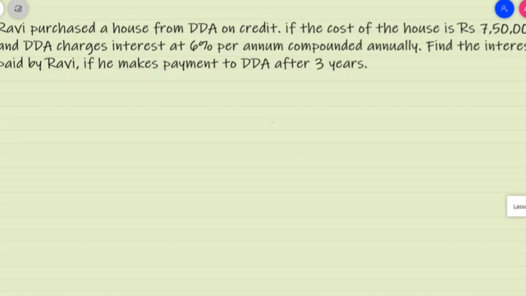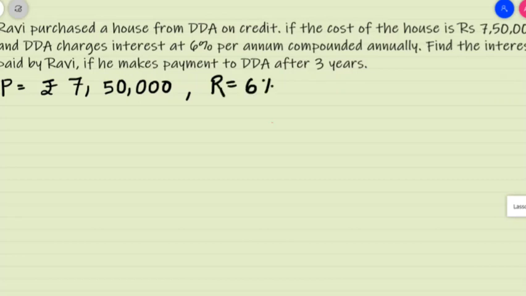Now look here. DDA is giving credit to Ravi and the cost of the house is 7,50,000. That means here your principal amount is how much? Your principal amount is P is equal to rupees 7,50,000. So this is the principal amount. And what is the interest rate charged by DDA? It will be R equal to 6%.